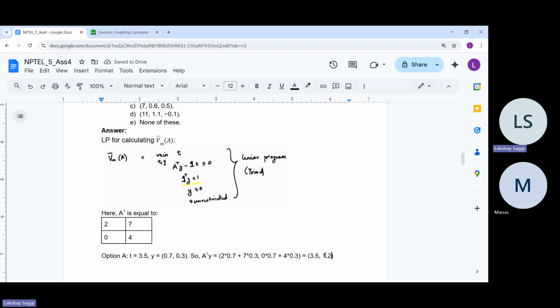So note that A transpose Y has entries 3.5 and 1.2. And both of these values are less than or equal to 3.5, which was the value of T. So this is actually less than or equal to, maybe I should just insert an equation here.